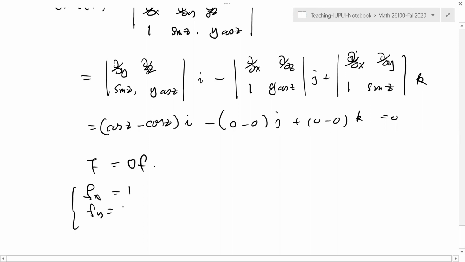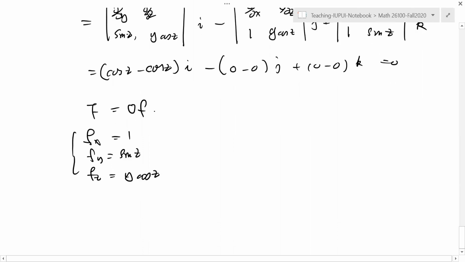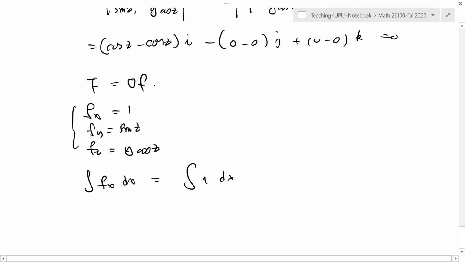Okay, so that is going to be sine z, f_z is going to be y cosine z. All right, so repeat the same procedure. It's guaranteed we can find such f, right? So integral of this, I get f(x, y, z). It's going to be a constant, so it's x plus g of y, z.